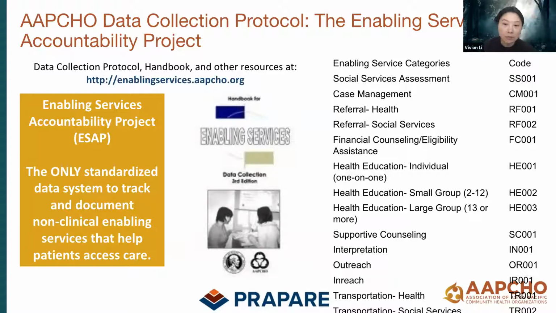All of these are also available in chapter 10 of the Prepare toolkit that you can find on the Prepare website. Similar to Prepare, we developed these resources in partnership with a variety of community and clinic stakeholders and national partners. And once we have this enabling services social intervention data, this could also be included in the risk stratification model as well.